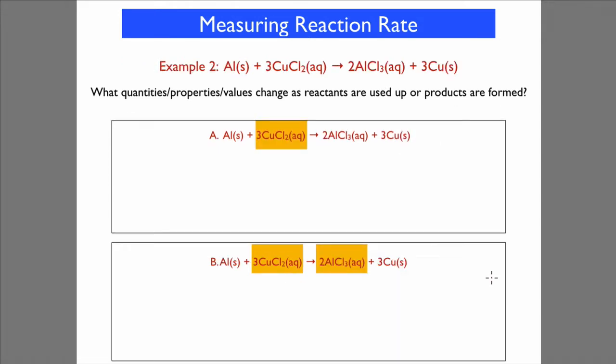Example 2, aluminium and copper chloride, giving us aluminium chloride and copper. So what could we look at this time? What's changing? What's being used up? Or what's being formed? Well, we've got this copper chloride here. Why is that highlighted? Well, because it's blue, and so we can use the fact that the reactants will be a blue solution and the product will be colourless. So we're going from a colour to a colourless solution, and so we can measure the rate and change of absorbance over time.